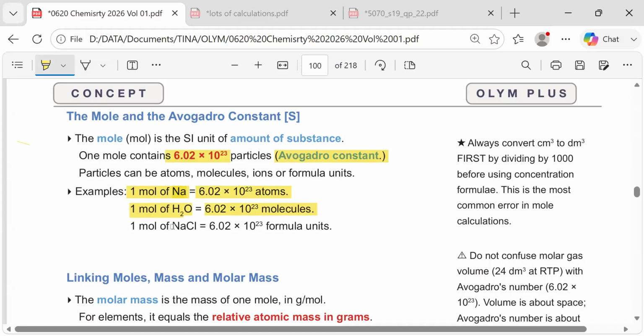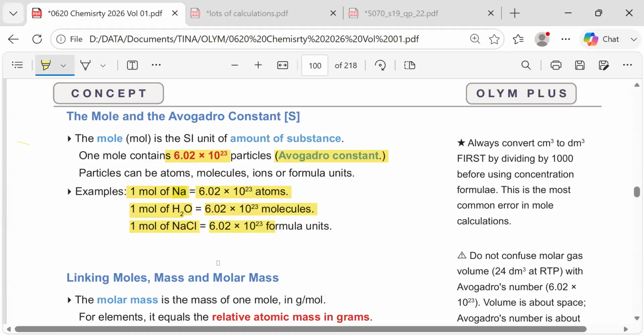If I tell you I got 1 mole sodium chloride, it means I have this many sodium chloride ions. Basically it's like 1 dozen. If I tell you I got 1 dozen eggs, how many eggs do I have? 12. 1 dozen cars, 12 cars. So if I say 1 mole cars, 6.02 times 10 to the power 23 cars. That's a lot of cars. Can you understand? Okay.